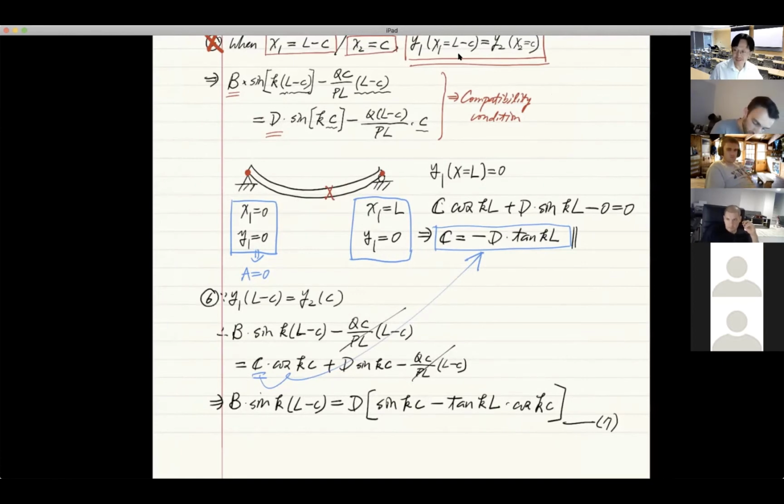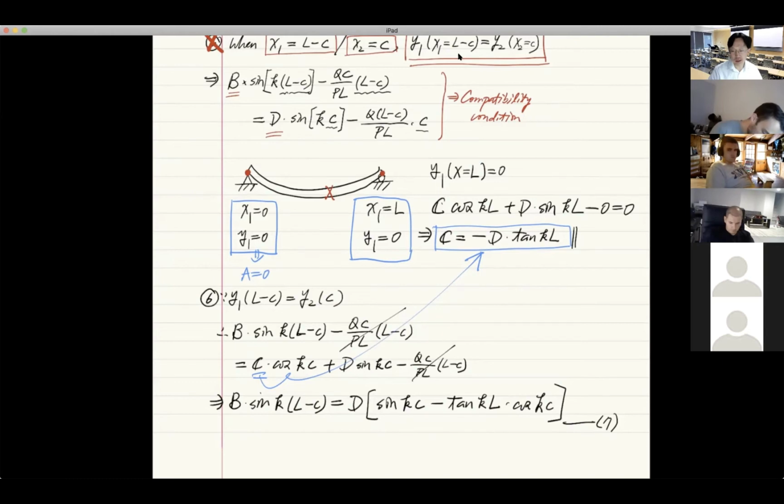Professor? Are you using a lowercase c or are they all capitals? Which one? The C associated with K in cosine and sine is the regular one. But the coefficient capital C equals, in this case, negative D times tangent KL. So there are two C's here. One is the regular and the other is capital.